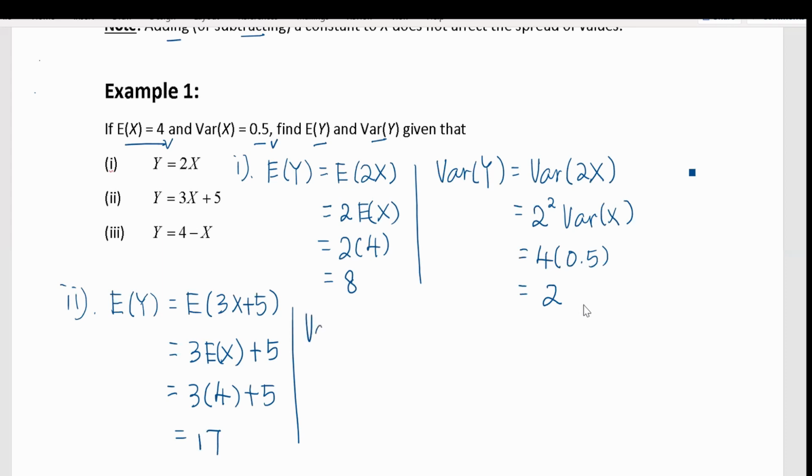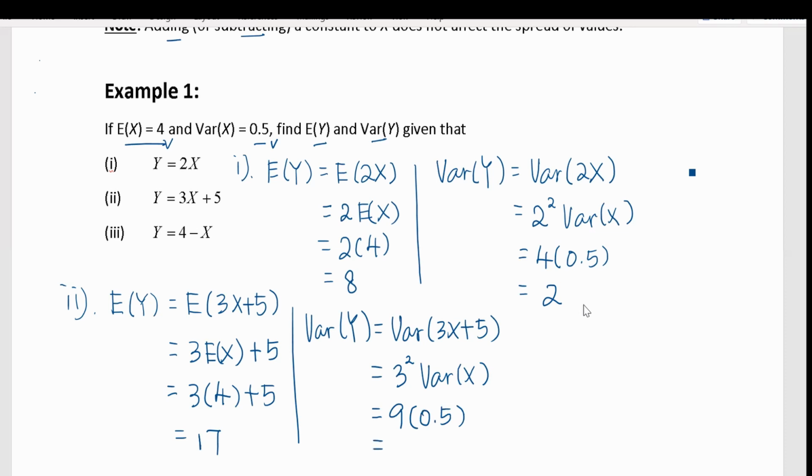Now we try to find variance of Y. Again, Y equals 3X plus 5. According to the formula, the constant with X will be taken out and squared, and the constant plus 5 will be ignored. 3 squared is 9, and variance of X is again given as 0.5. So it is 4.5.